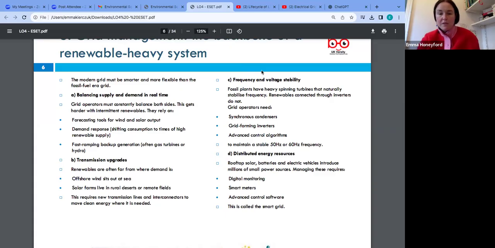And then we've got distributed energy sources, so rooftop solar, batteries and electric vehicles introduce millions of small power sources. Managing these requires digital monitoring, smart meters, and advanced control software. This is called the smart grid.